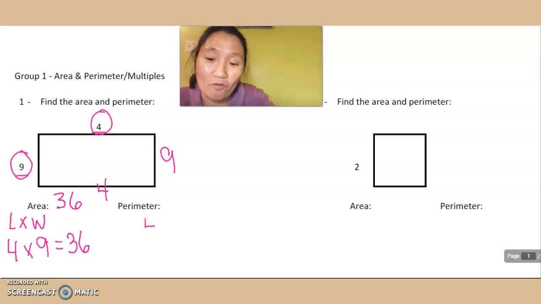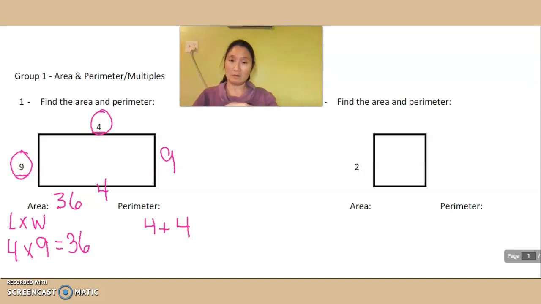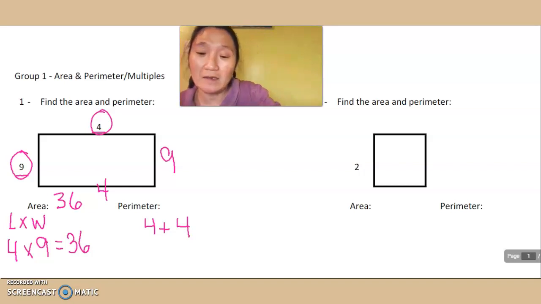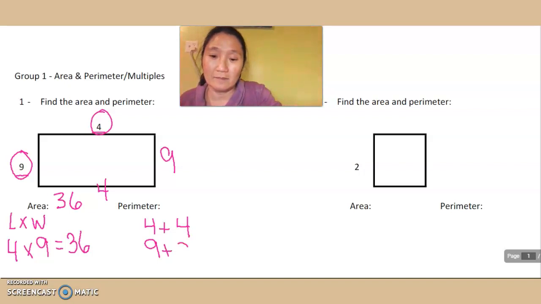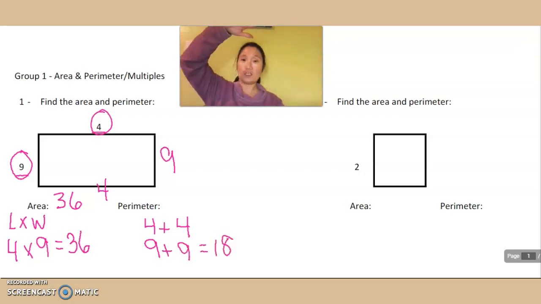So we're going to add the 4 feet plus the 4 feet. We're going to add the top and the bottom length. Then we're going to add the 9 plus the 9. So right side, left side. Left side, right side. So we're going to add 9 and 9, the two sides. This side and this side. So that'll be 18, and then the 4 on top and the 4 on bottom for length.